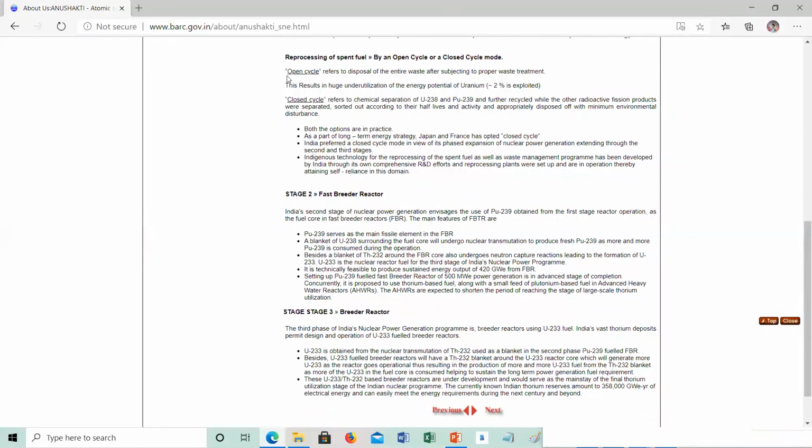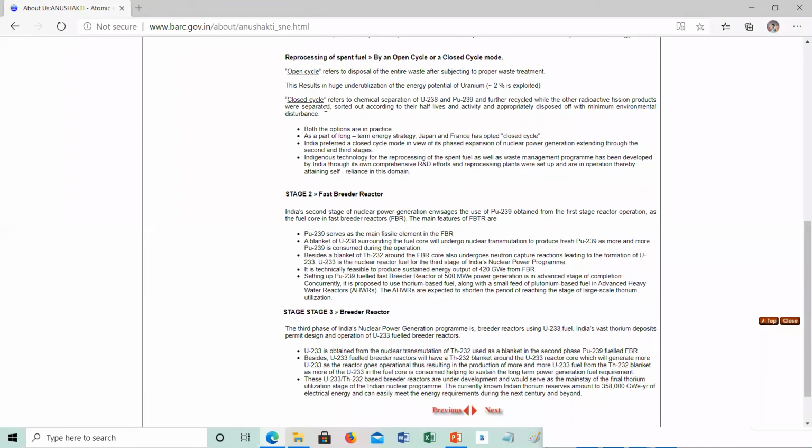There are two types of reprocessing of spent fuel: one is the open cycle and the other is the closed cycle mode. In open cycle, the waste will be dumped in the ground, or we can say that it cannot be reused. In open cycle, only 2% of uranium is exploited, only 2% of uranium is used.